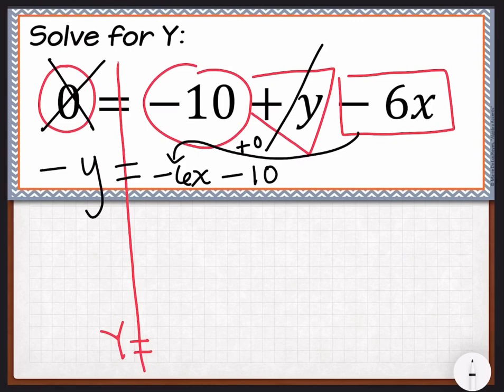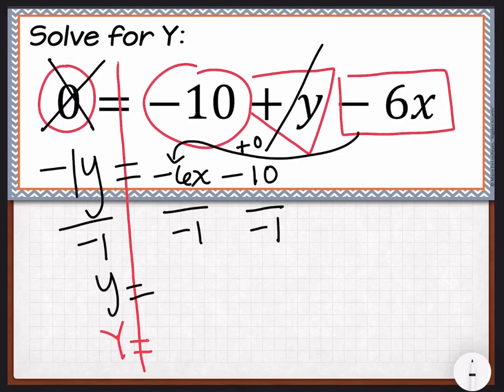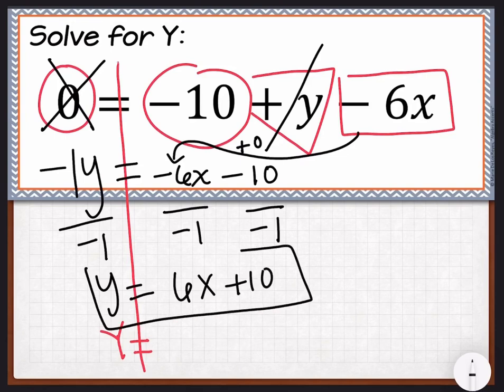Now, you're almost done, except for here you have a negative 1y, and you don't want that. You want just y. So you're going to divide by negative 1 all the way across. And then you'll end up with y equals, simplify everything, negative 6 divided by negative 1 is 6x, and negative 10 divided by negative 1 is positive 10. So my answer is y equals 6x plus 10.